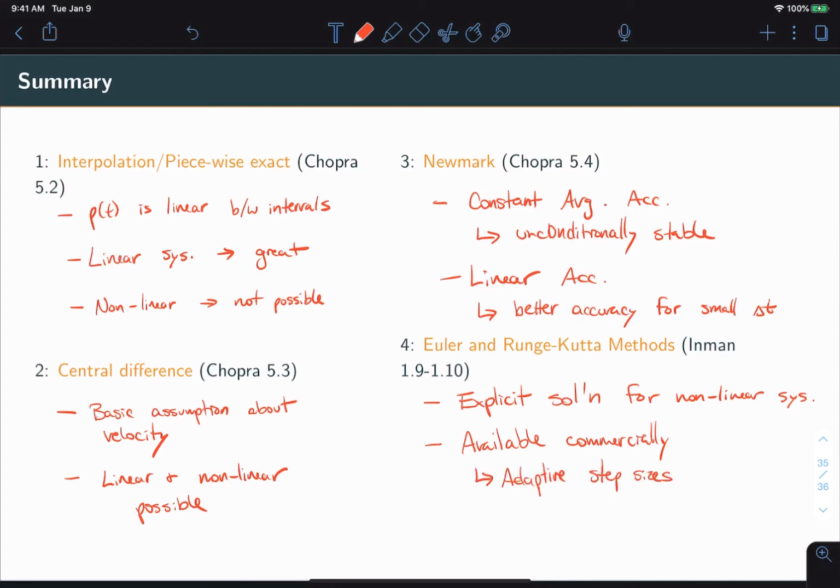So in general, for single degree of freedom systems, I recommend that you use the Newmark and the Runge-Kutta methods. If you're dealing with linear systems, you can also use interpolation. For nonlinear systems, I highly recommend the Runge-Kutta method.